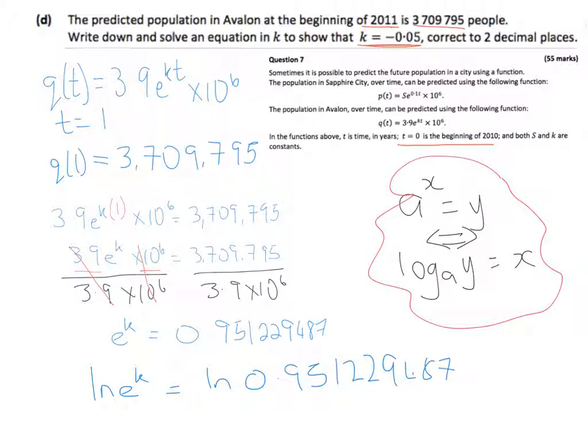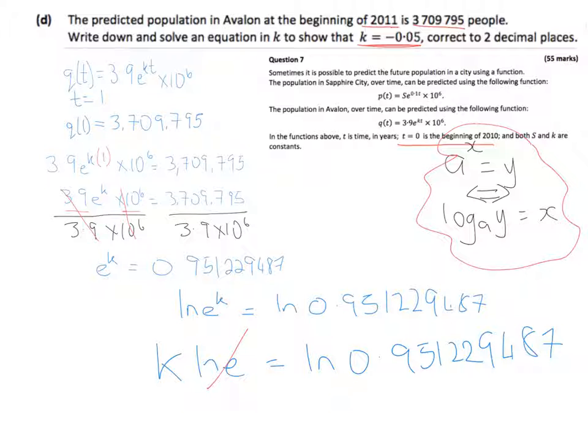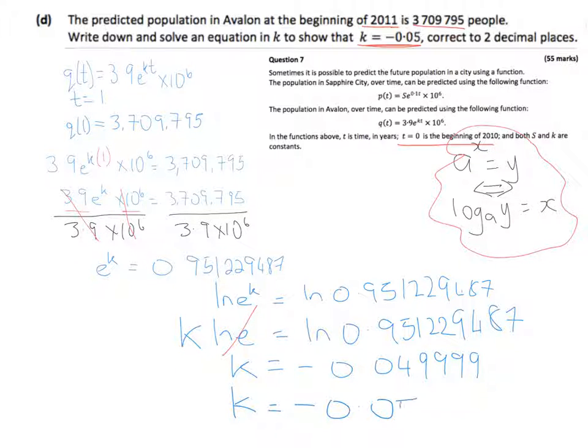0.951229487. Now that doesn't really help us all that much until obviously I know that I can bring that k down to here. Okay, so that's my next step. So here I have then, well, k times the natural log of e is equal to the natural log of 0.951229487. Okay, and obviously the natural log of e is 1, it cancels. So that gives me k, and when I put that into my calculator, I get minus 0.0499999, and they've asked me to show it correct to 2 decimal places. So that gives me k is equal to minus 0.05. And so we have shown exactly as we should have, so we can even write our QED down here.